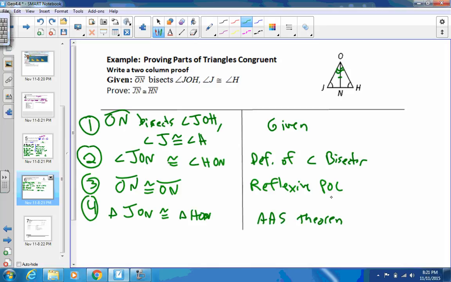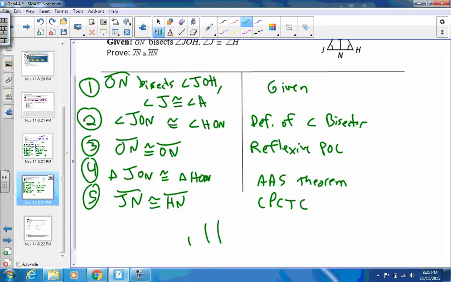Aha. But we're trying to prove then that segment JN is congruent to segment HN. And we can prove that because of our CPCTC that we talked about. Corresponding parts of congruent triangles. Now that we have that those two triangles are congruent, we can say that their corresponding parts are congruent. So JN is congruent to HN because corresponding parts of congruent triangles are congruent. CPCTC. And that's that. Big smiley face. And we're done. 5 steps.